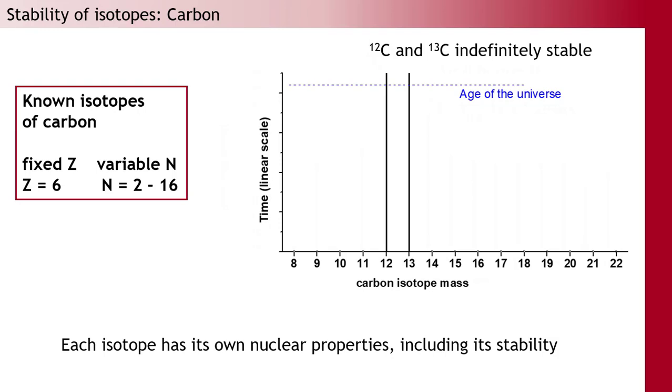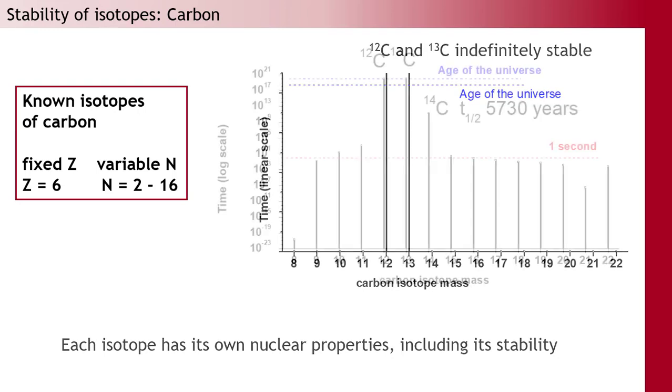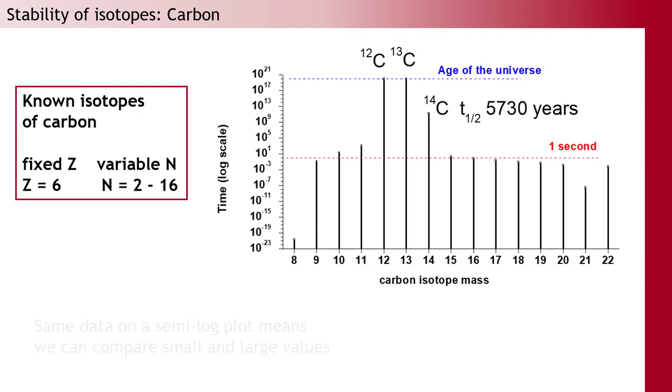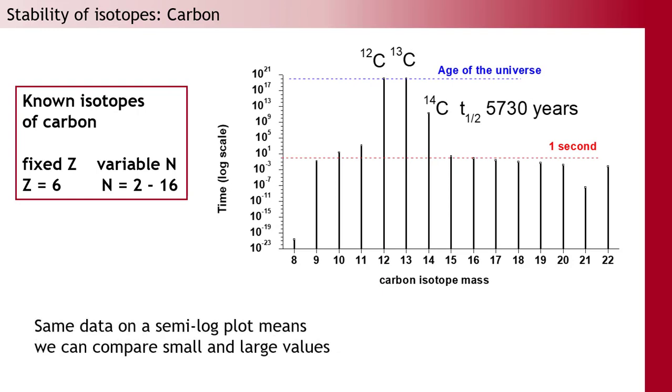So in our linear plot, that is all we can see. But if we look at the same data on a semi-log plot, that will stretch out the relatively small values so we can visually compare them better. Again, I've truncated the graph to the age of the universe. And now we can see that the next most stable isotope is carbon-14, with a half-life of 5,730 years.